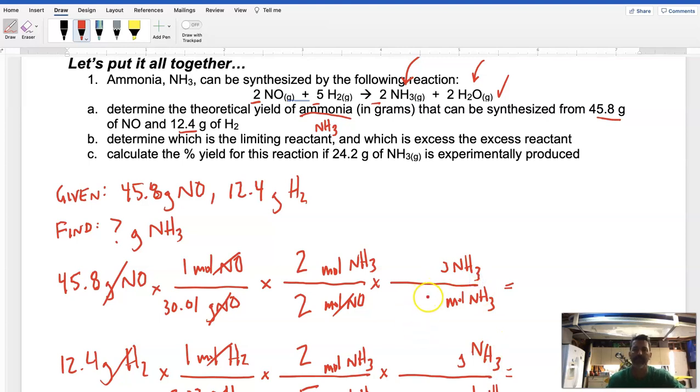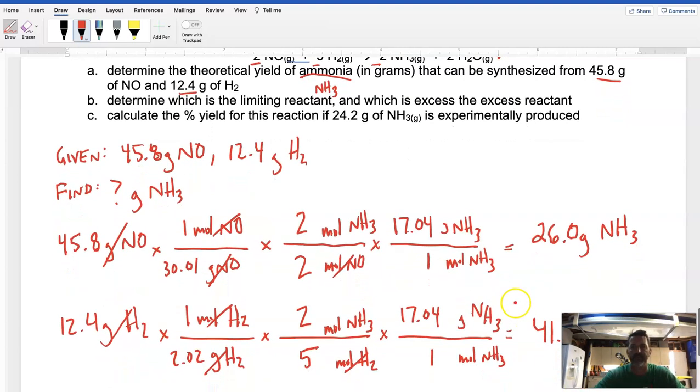NH3. Okay, 1 mole, 1 mole. Again, I go back to the periodic table. 1 mole of anything equals the molar mass. So I'm going to add up 1 nitrogen and 3 hydrogens, and that comes out to be 17.04. Now when I do all the calculations, I'm going to get 26.0 grams of NH3 for this top one, and 41.8 grams of NH3 for the bottom one.